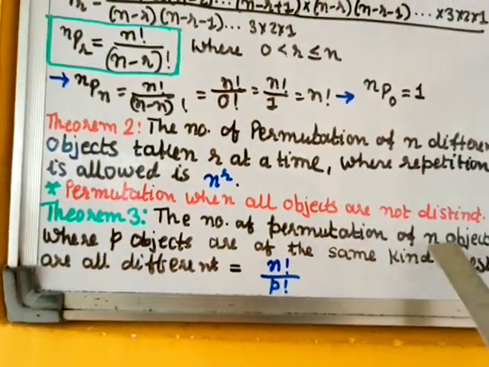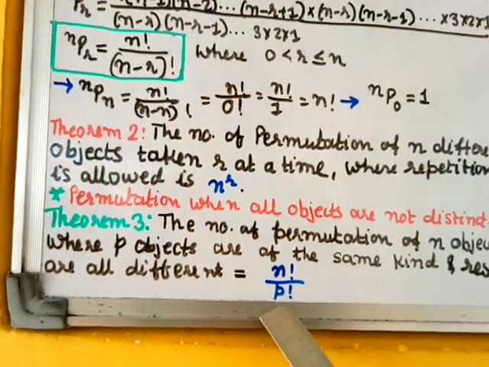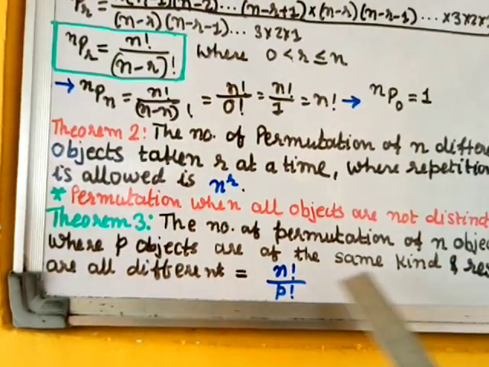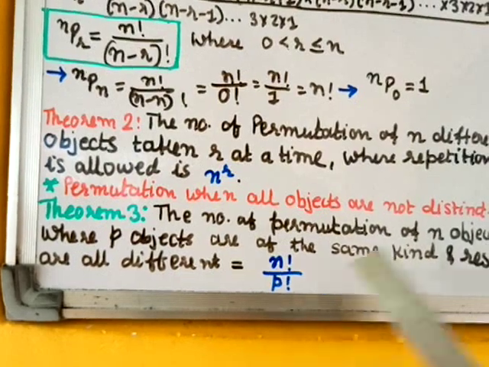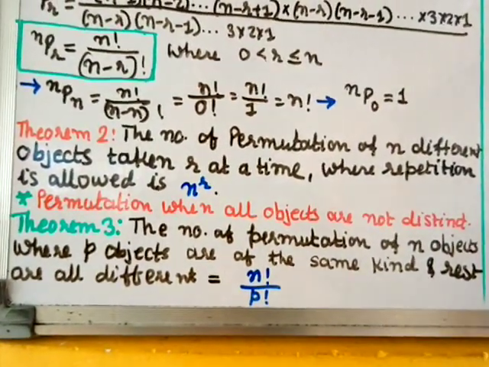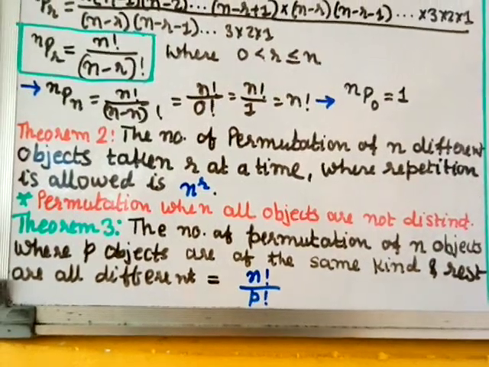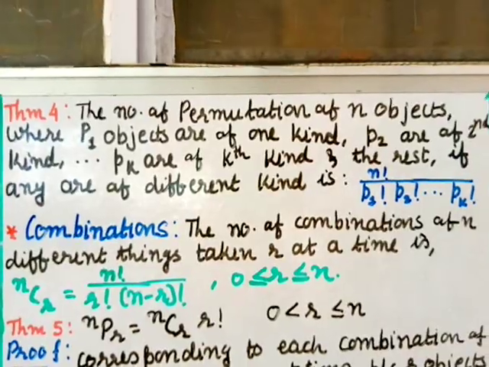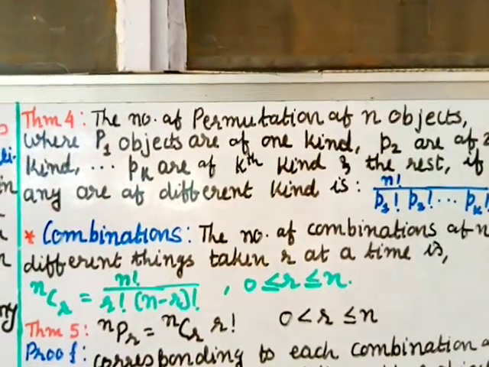N factorial is, we have got n objects and in that p are the similar objects, same object, then it is n factorial by p factorial. Okay, this proof also we are not going to do, and this is a particular case. We can also generalize this in a different way. For that we can just define the statement of theorem 4.